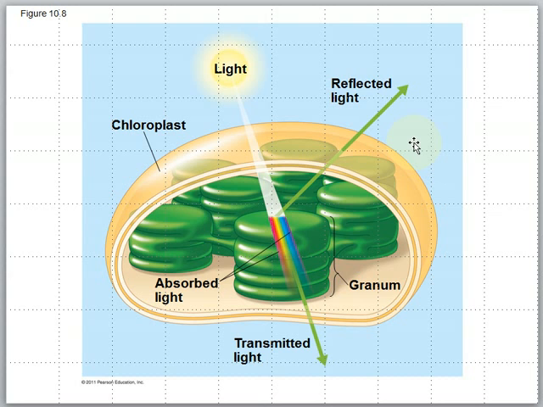So when you see, say, someone wearing a red t-shirt, the pigments that were used to color that t-shirt absorb all of the wavelengths except for red. And the red is what is being bounced back. And that's why in our eye or in our brain we see red.